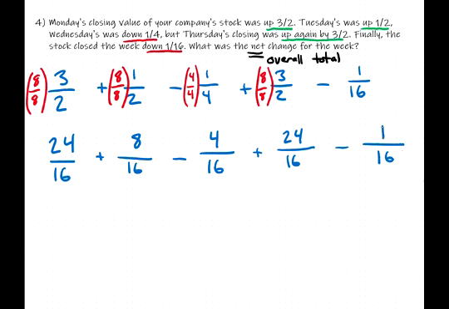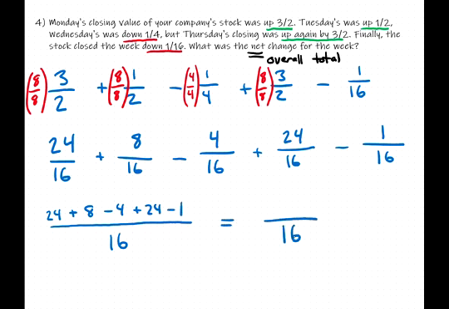And so now that we have the common denominator of 16, we can simply go across the top. We have a 24 plus an 8 minus a 4 plus a 24 minus a 1. And so our final fraction will be over 16. If we pop this into a calculator, 24 plus 8 minus 4 plus 24 minus 1 will give us a grand total of 51 on top. So our total overall answer would be 51 over 16.